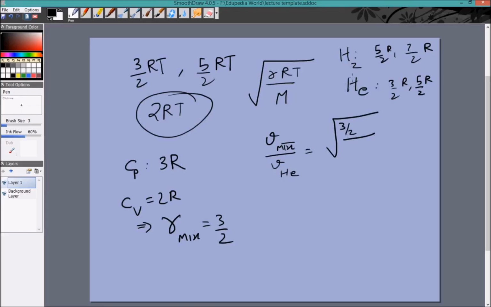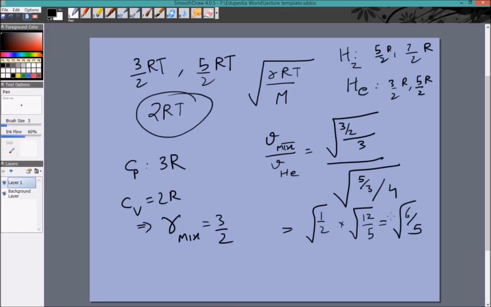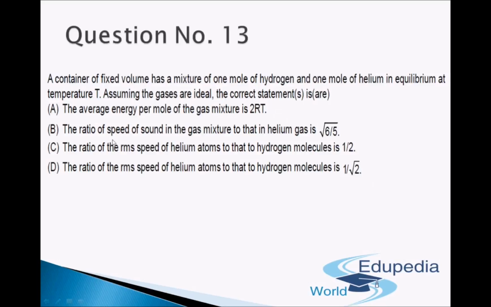So that will be root of gamma mixture 3 by 2 divided by the average molar mass of the mixture. Again, hydrogen has a molar mass of 2 and helium has a molar mass of 4. So the average molar mass will be 3, divided by a root of gamma for helium, which is 5 by 3, divided by the molar mass, which is 4. So that gives me this and this will cancel. It is root of 1 by 2 into root of 12 by 5. So it is root of 6 by 5. So we see that option B is also correct. The ratio of the speed is indeed root of 6 by 5.